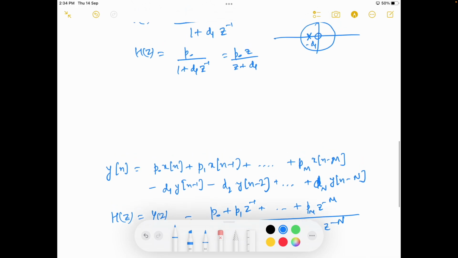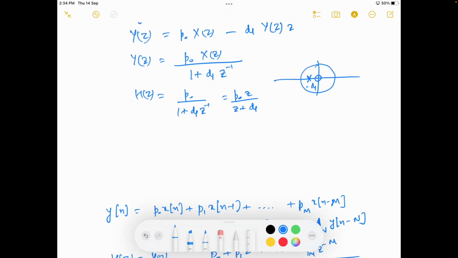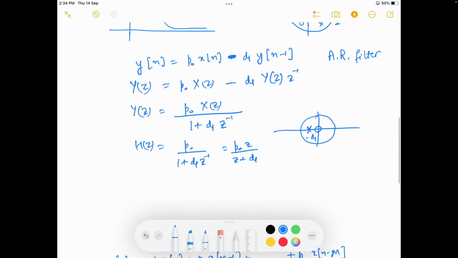Okay, so I think the take-home message of this section is that by adding these autoregressive terms, we are able to place poles anywhere, at any point other than the origin, and in this way we are able to design more powerful filters. But what is the cost you have to pay? If you just make sure that the poles are inside the unit circle, you are good to go.